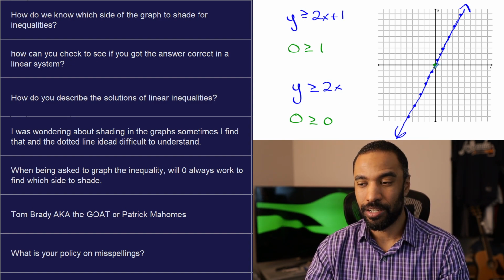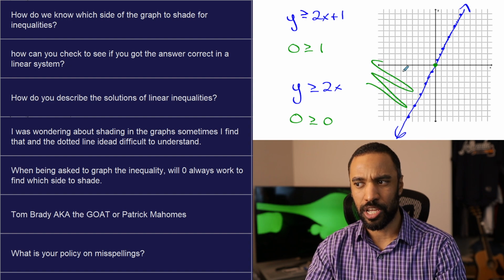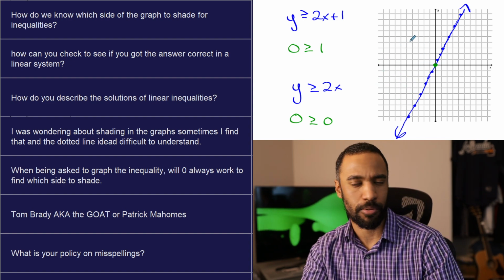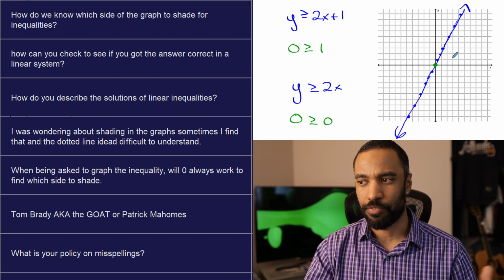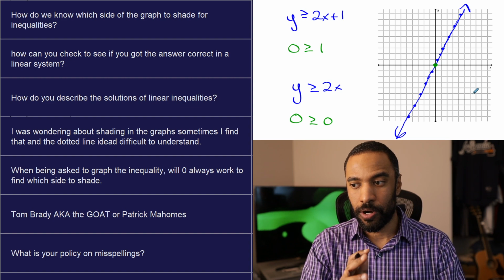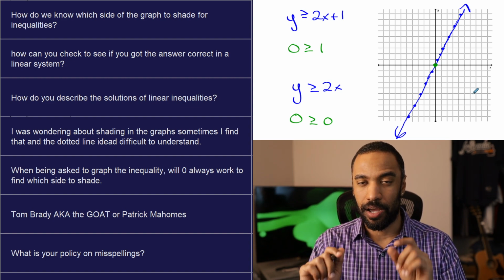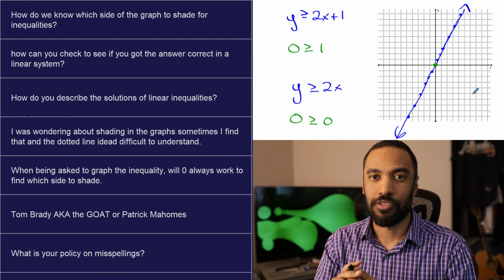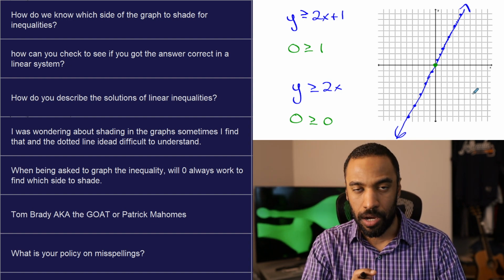If I got a true statement, what does that mean? I shade above? No, 0, 0 is not above the line. I only shade above the line if the points are above with it. If it's false, do I shade below? No. So, can you always test 0, 0? As long as 0, 0 is not on your boundary line, yes. If 0, 0 is on your boundary line, no.